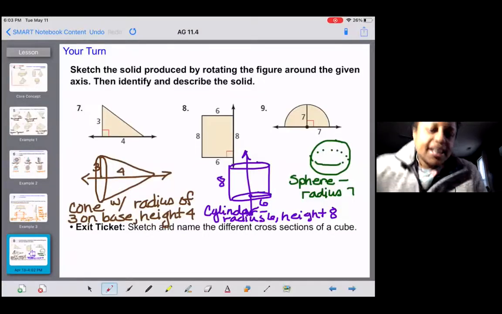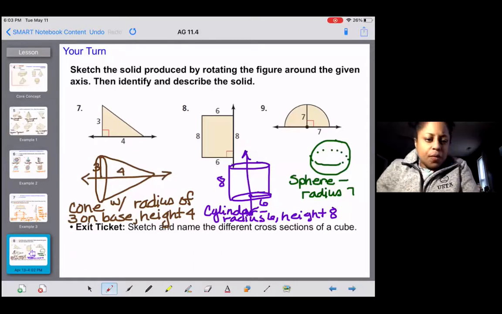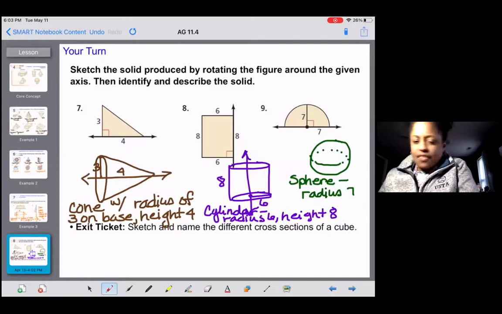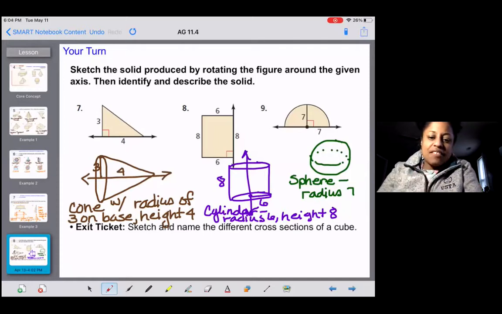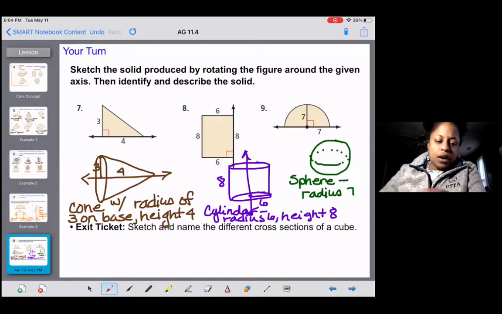Okay, guys, here are the answers to the your turn. Hopefully that's what you got. We'll see that, by the way, is a 7 over there with the sphere that's radius 7. Yes, that's it. Now for this very last question, it says it's an exit ticket, but whatever.